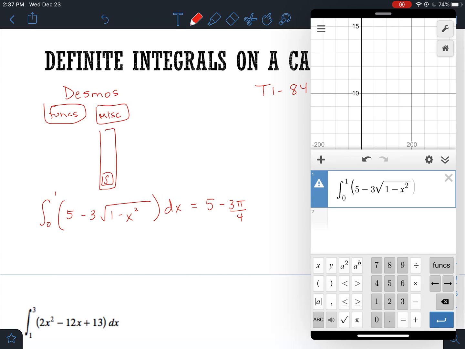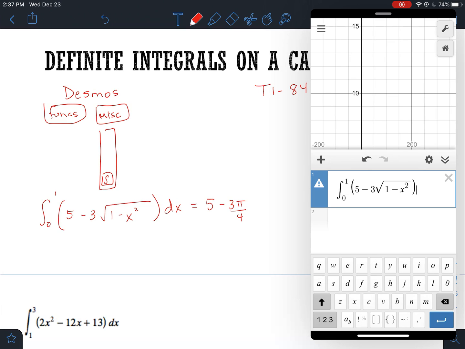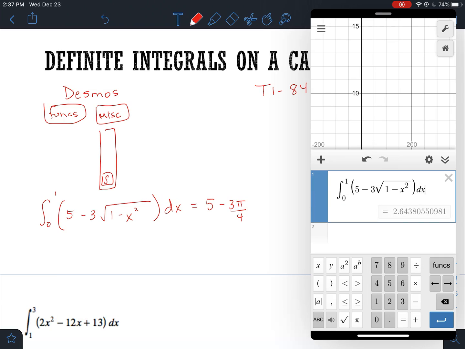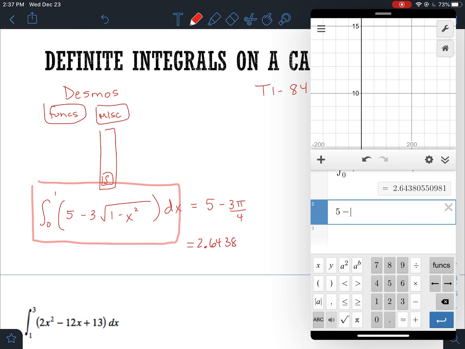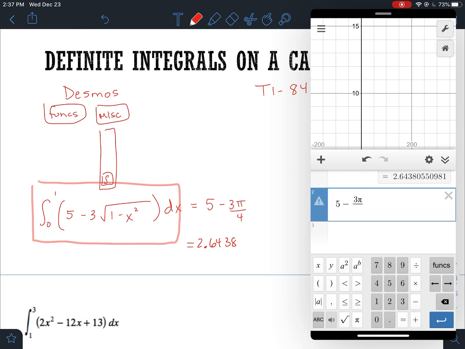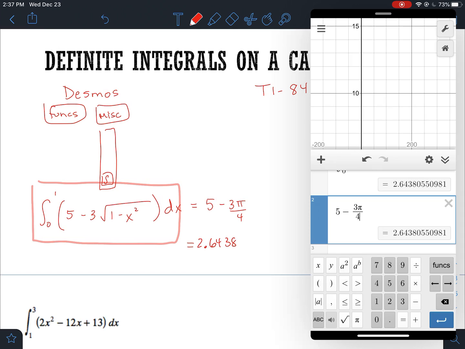So we are going to integrate from 0 to 1. And then we're going to do parentheses. And then it'll be 5 minus 3, and then the square root of 1 minus x squared. Oops. And then you're going to have to do dx. So make sure you put the dx in at the end, or Desmos will say you don't have the right information. So you've got to type this in exactly like it looks into Desmos.